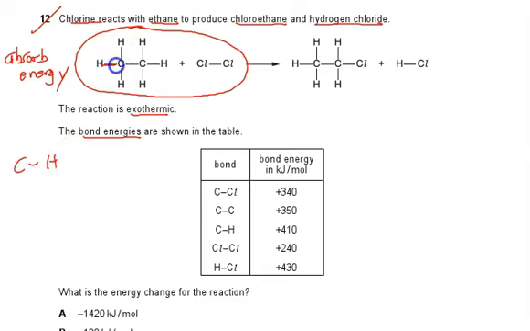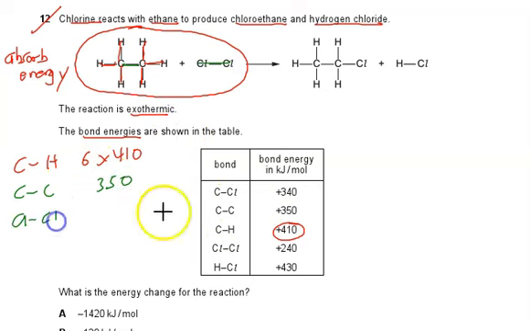C-H. Look at here. 1, 2, 3, 4, 5, and 6. So here we have 6 times 410. Multiply with 410. Then we look at the others. Carbon to carbon, we have only 1, which is 350. Chlorine and chlorine, 240. Now we add on all the values over here. So I'm getting here about 3060.